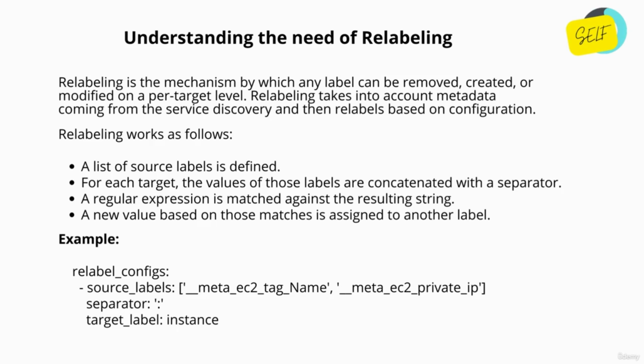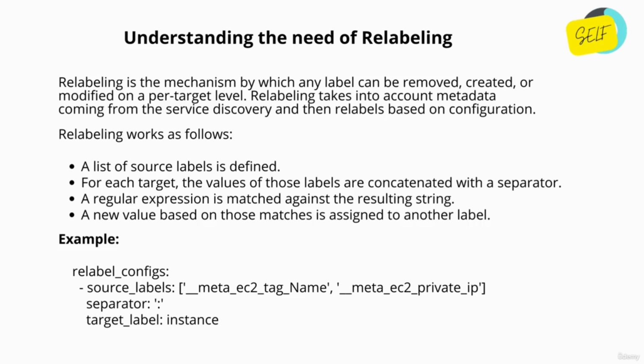First, a list of source labels is defined, meaning the labels you will be using for relabeling. The second thing is, for each target the values of those labels are concatenated with a separator. Suppose you have specified two labels in the source, so you need a separator to concatenate both the labels. Third, a regular expression is matched against the resulting string. If you want to match it against a regular expression you can, and you can skip it as well. Fourth, a new value based on those matches is assigned to another label. It's time to assign the new value that came from concatenating the source labels to an existing label or to create a new label.